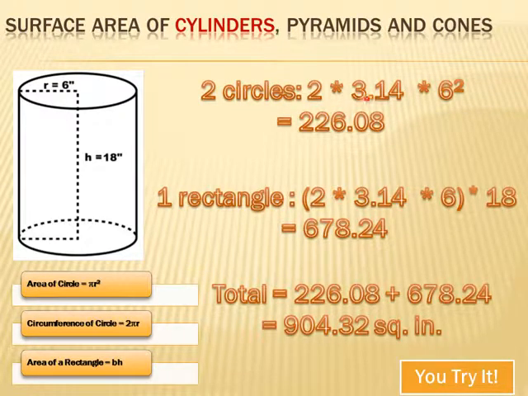Now it's easy. I just add all those up. I add 226.08 and 678.24, and I get 904.32.